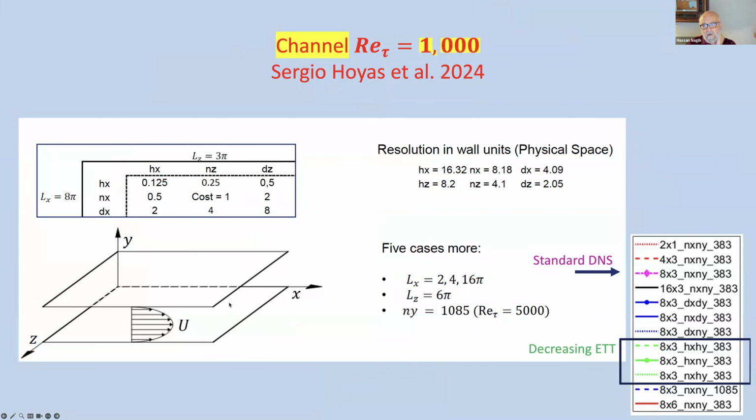It's a channel with many different cases. He ran all of these cases, box sizes, that's the box size, NX and HX, NZ, and DZ cases. The standard one that you see in DNS is this purple one. I also will show you these three green ones, and they are decreasing ETT. So this is the long eddy turnover time and so forth. How do we test the convergence, which is really a difficult issue?